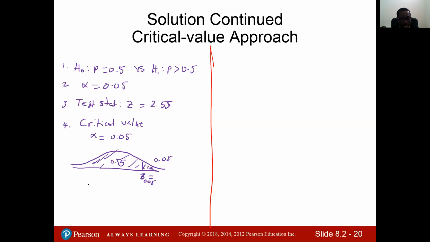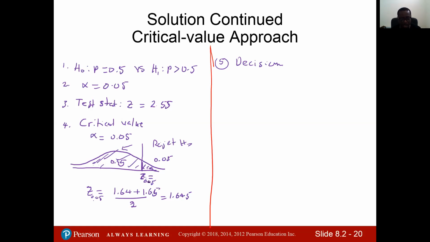So that is my critical value. Critical value Z 0.05 is equal to 1.64 plus 1.65 divided by 2, which gives me 1.645. All right. Now, what's our decision? Step 5, what's our decision? The decision is this: this is the rejection region. Reject H0 if the statistic falls here. If it falls on the left, we do not reject because it's a right tail.